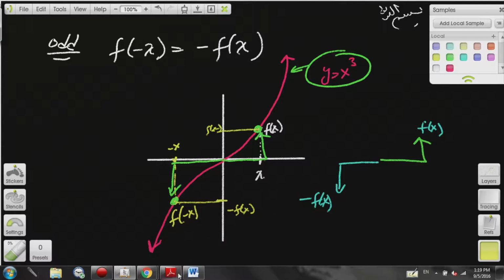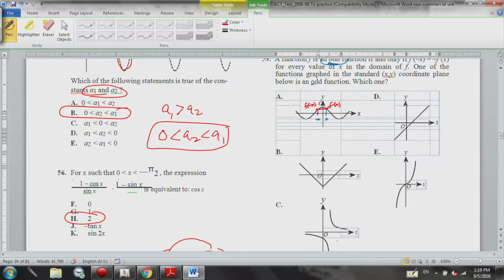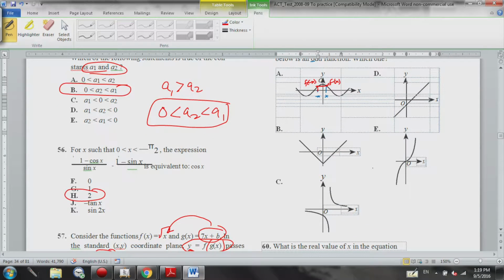All right, so we're looking for something that looks like this. Now, if you look at the graphs here, none of these satisfy it, because at first they're not symmetrical, except for this one here, which is actually a classic example of an odd function.